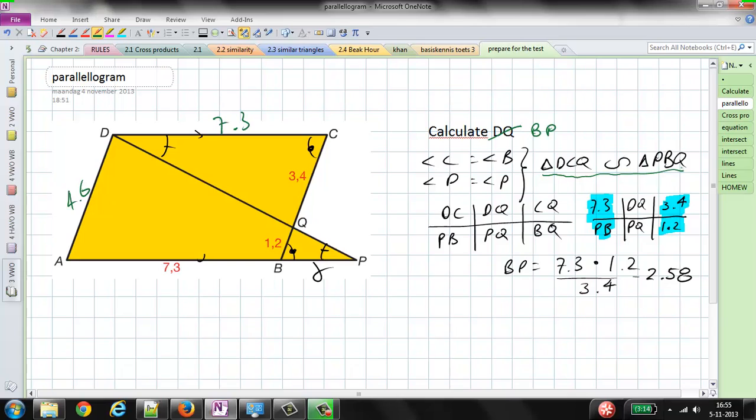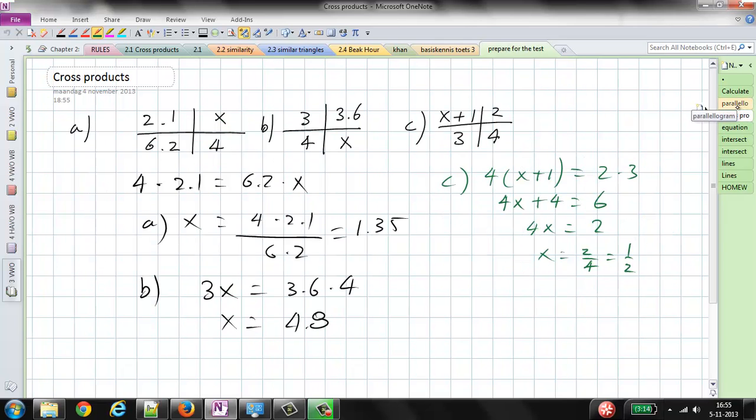similarity statement. I draw up the ratio table like so. I then calculate BP by cross multiplying and saying BP equals, and that's the answer I get. You also see why we can't calculate DQ, because both of them are unknown. If you cross multiply, you'll get two unknowns. It doesn't work.